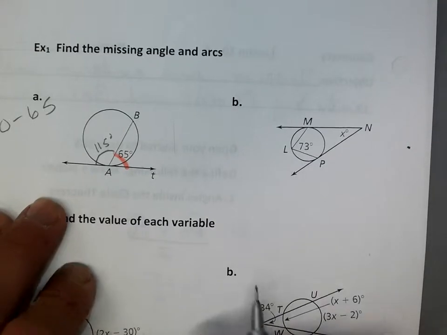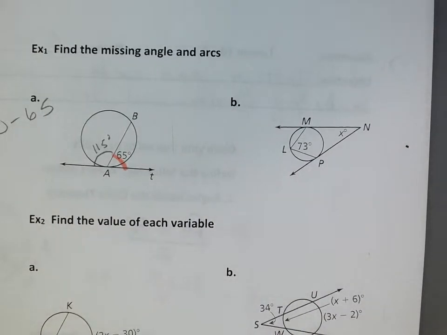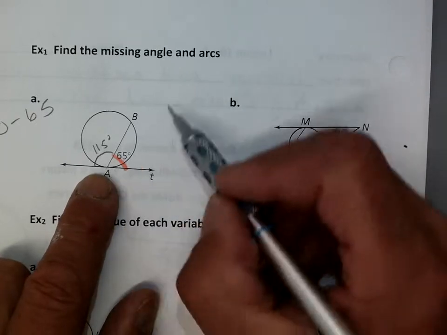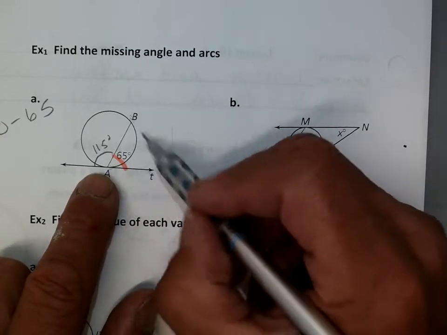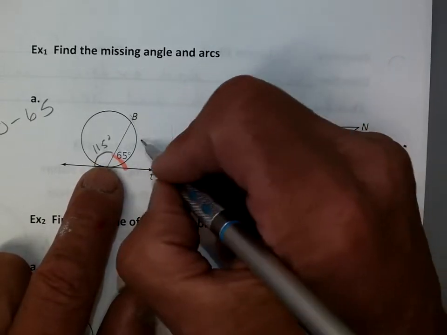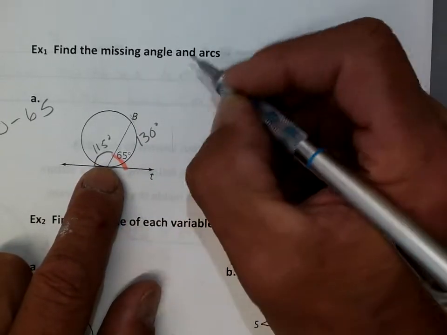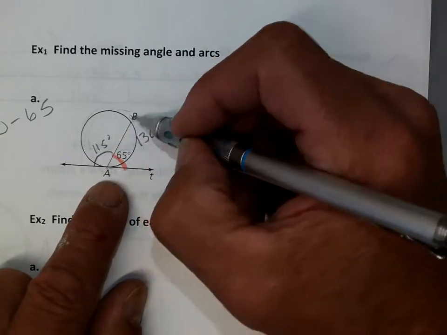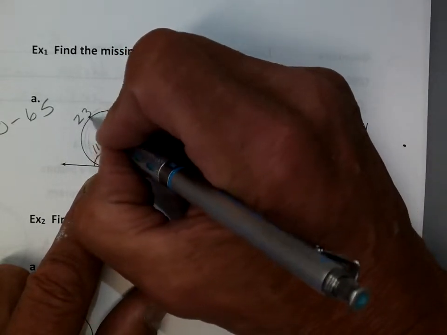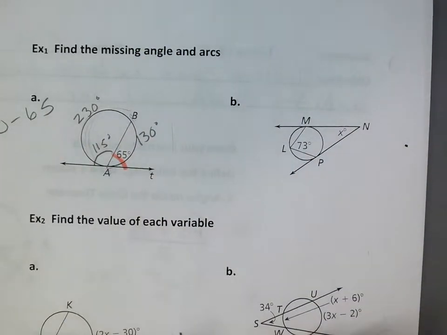Now, we learned that this is an inscribed angle, right? So its arc's got to be twice as big, right? This is an inscribed angle, so the arc is 130 degrees. And this arc is twice this, which is 230 degrees. Okay? Thumbs up?